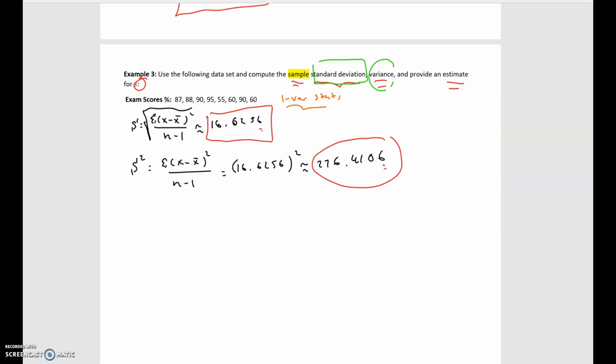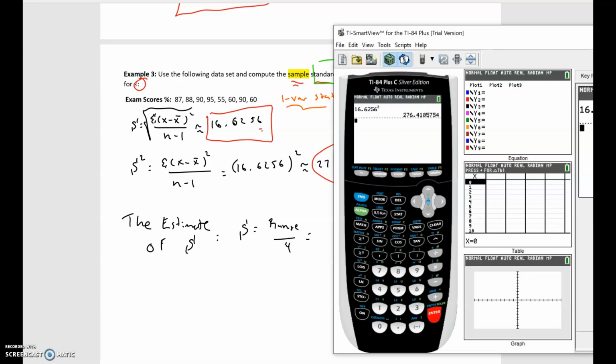So you would just say that the estimate of S, and we're just going to say that the standard deviation is approximately the range divided by 4. From the one variable stats, in case you were to have a very large data set, it already gives you these values. This is just to ensure that you don't accidentally pick another value that's not there.